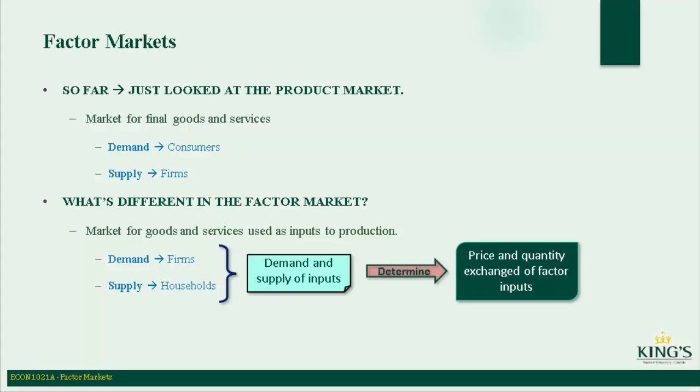Okay, so in terms of inputs to production, when we're thinking of this market, the factor market, firms represent the demand for the inputs, and households are the ones that supply the factor inputs. So we're just going to focus on labor, the market for labor, demand and supply of labor. So households supply labor to firms, and firms demand labor from households. And so we have a market there. So that's what we're going to focus on.